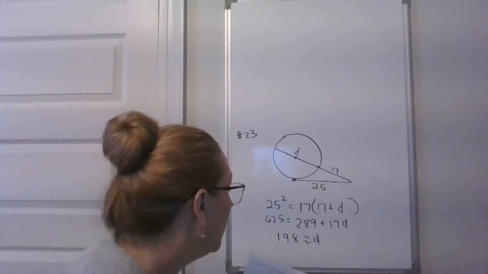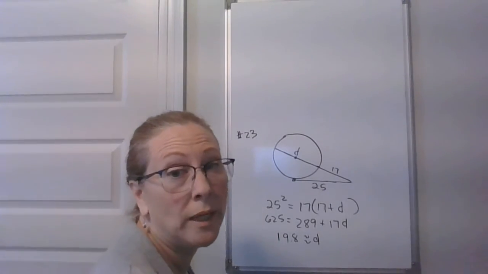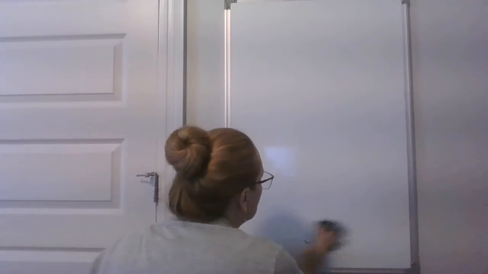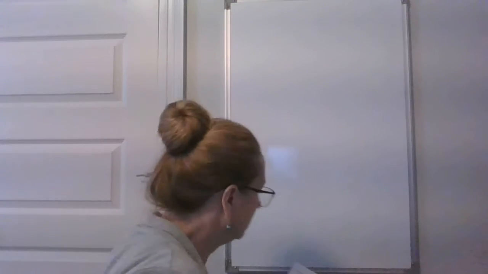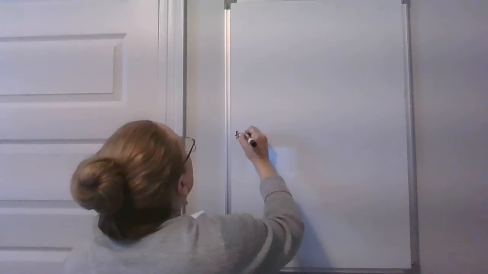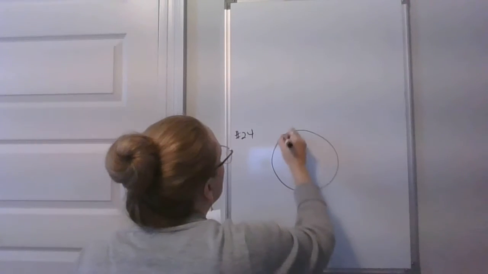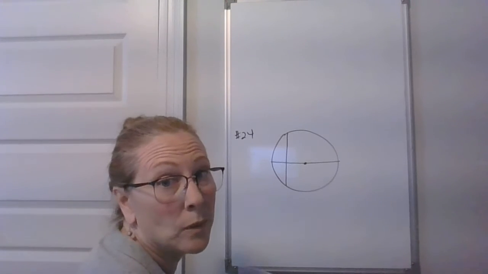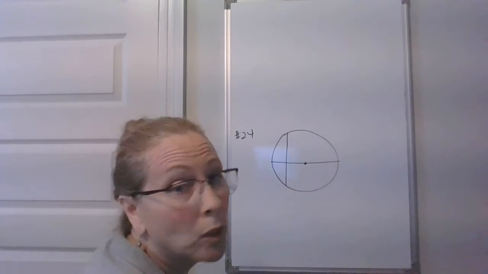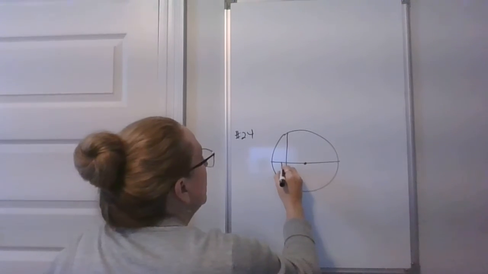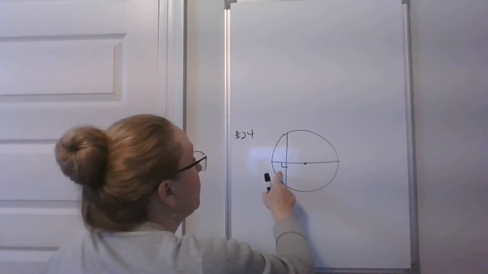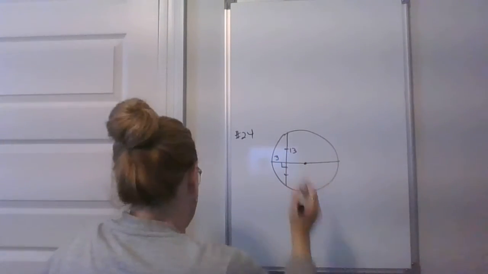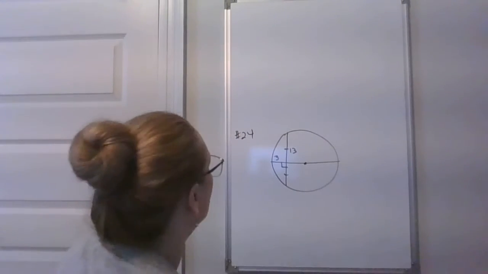24. Now this one can get a little tricky because it's not as straightforward as it seems. All right, we've got a diameter running through the middle. When we have a diameter running through a chord, it's automatically perpendicular to it. That was already given. If it's perpendicular, it means it's bisected. So the other information that was given is 3 and 13, and they ask you for the diameter.